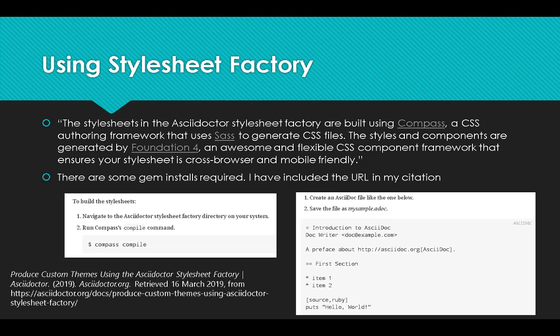But if you want to actually build style sheets, you can navigate to the AsciiDoc Style Sheet Factory directly on your system. From the examples I found, it looks like it may be easier to implement Style Sheet Factory in a Linux environment. And if you wanted to create an AsciiDoc file like the one below, I gave you a sample ADOC where they have an introduction to AsciiDoc, Doc Writer, Doc Example, and so on, some sort of preface. Then it has the syntax for the first section along with items 1 and 2, source Ruby, and then a little bit of Ruby script in there that says puts hello world.